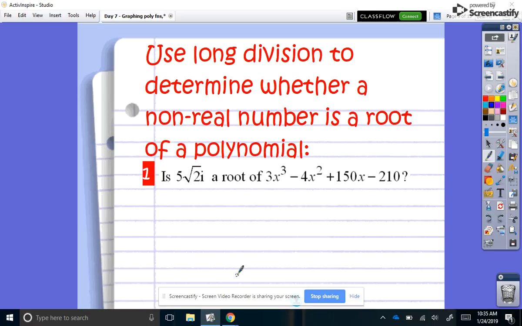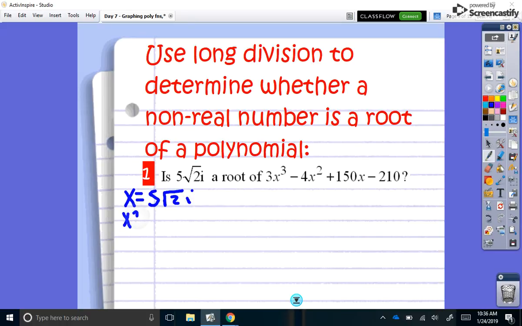Okay, to determine if this is a root of this polynomial, we need to first find the factor that yields that root, which is what we just did. So I'm going to set x equal to 5 radical 2i, square both sides, and I'll get 25 times 2 times i squared, which is negative 1. So x squared equals negative 50. So the factor that yields that root is x squared plus 50.